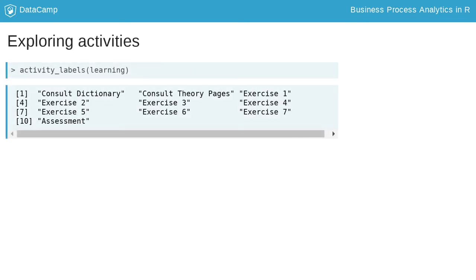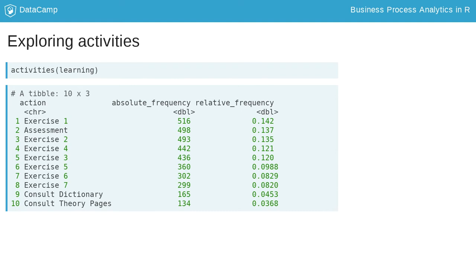We can retrieve the different types using the activity labels function. We can see that there are 7 exercises and 1 assessment. Furthermore, students can also consult a dictionary and some theory pages. If we want more information on the activities, we can use the activities function. This will show us the number of times each of them occurs.